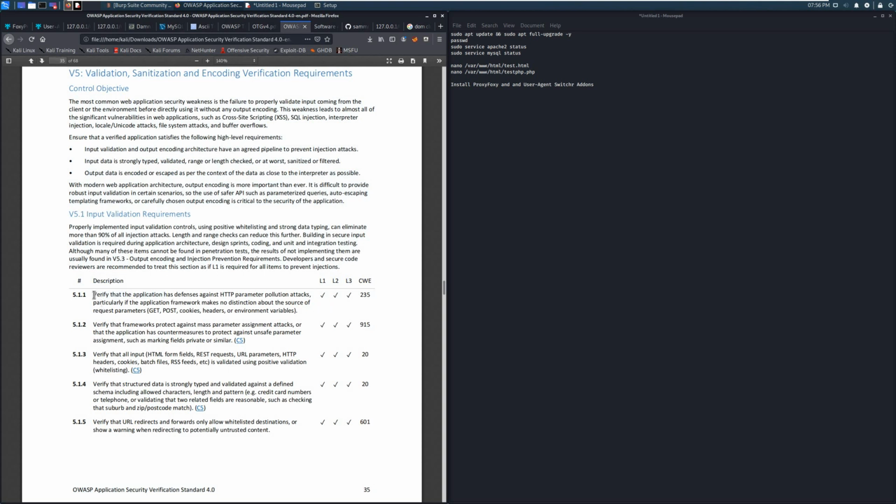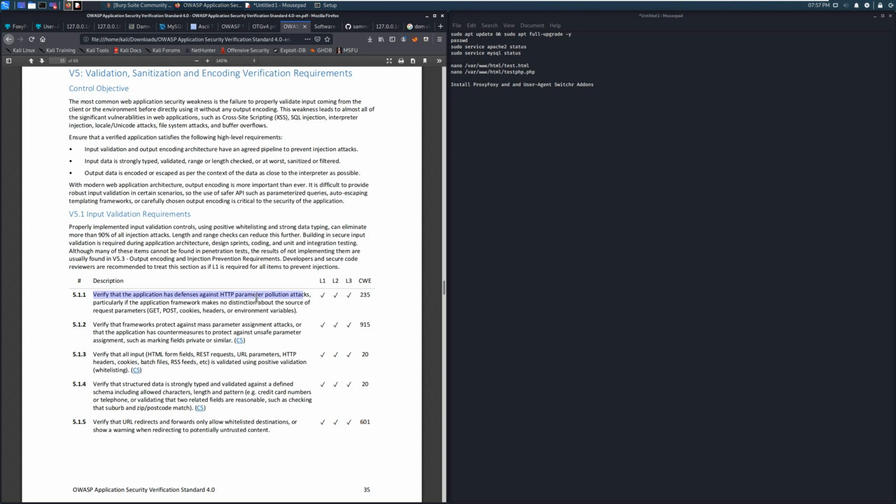So we can just read the first check or requirement to get an idea what the checks actually look like. Verify that the application has defenses against HTTP parameter pollution attacks, particularly if the application framework makes no distinction about the sources of request parameters, GET, POST, cookies, and so on. So now you have a good idea what you should check.